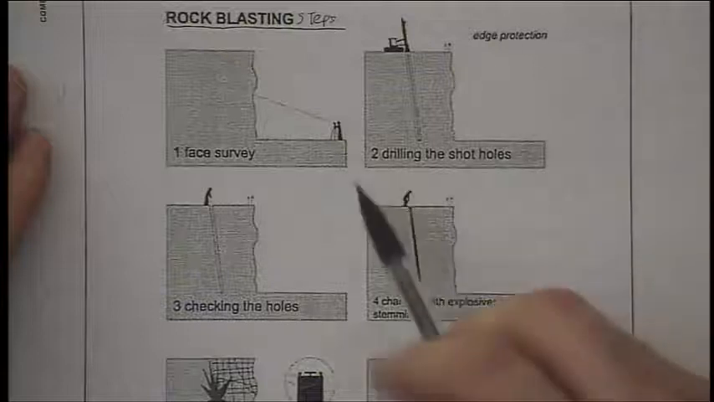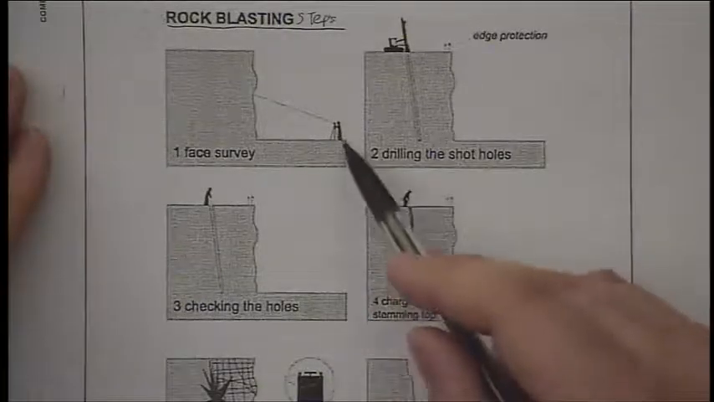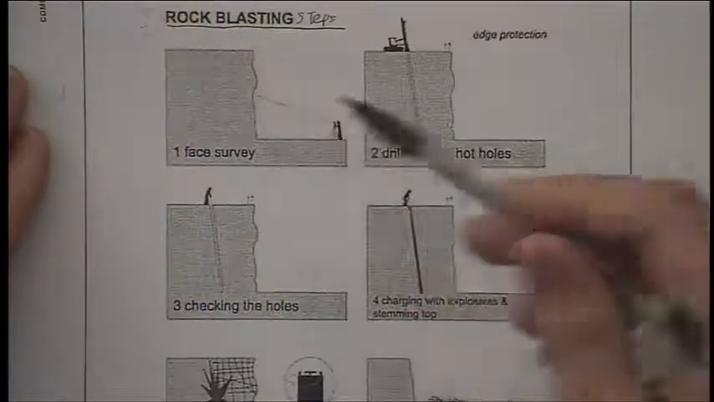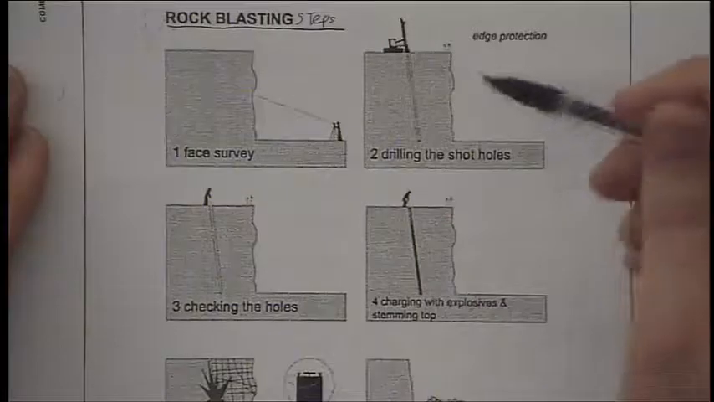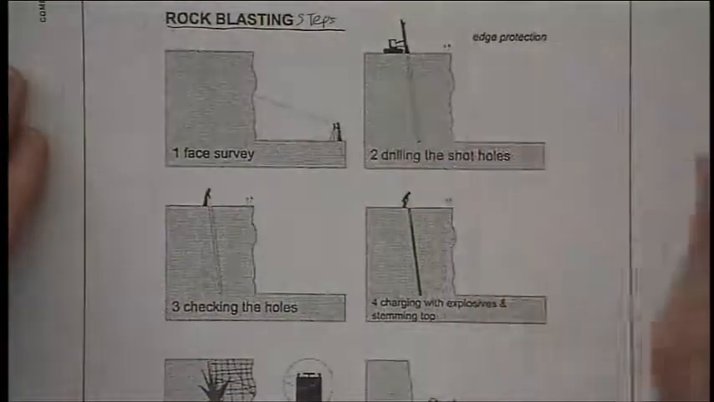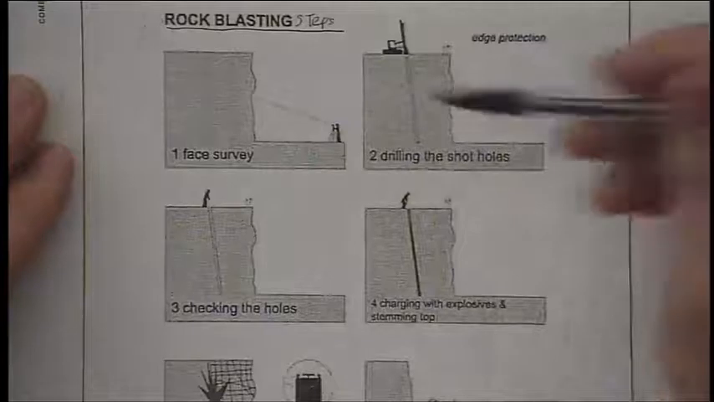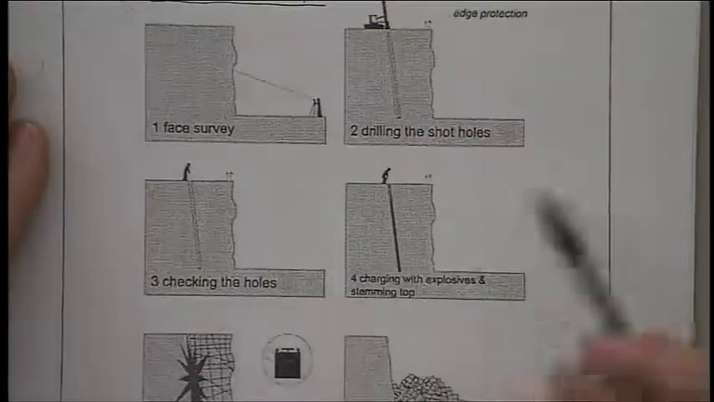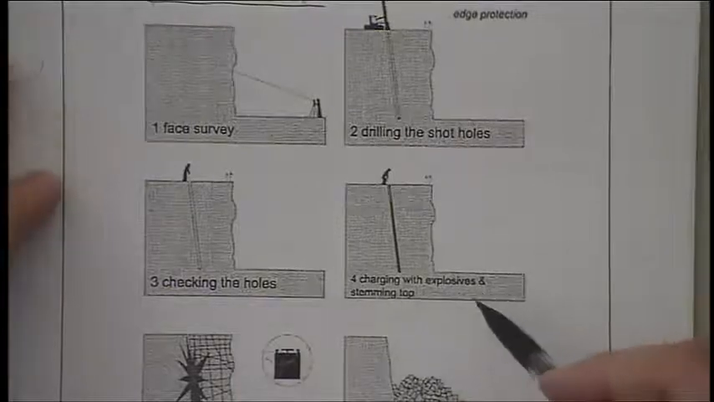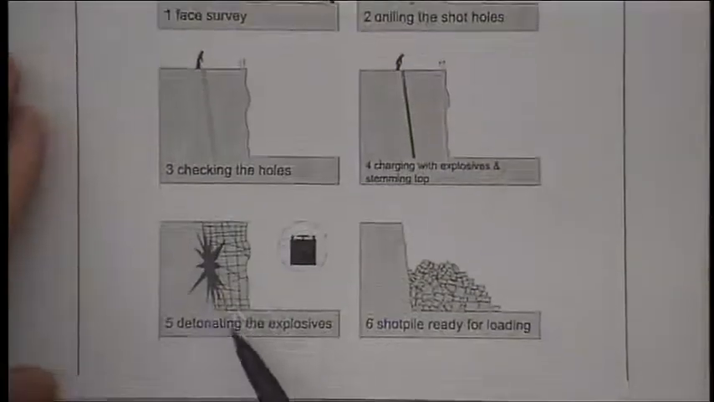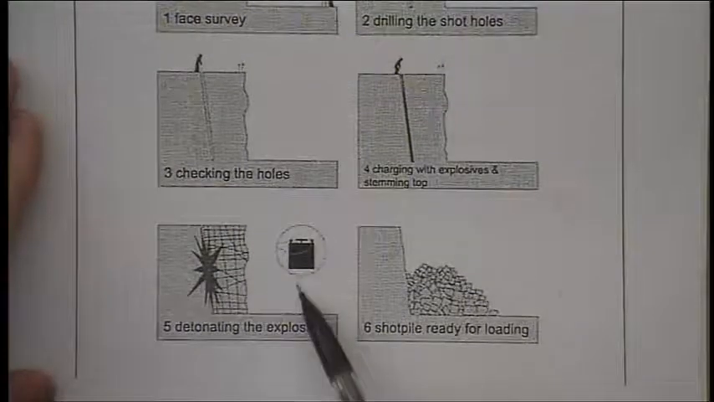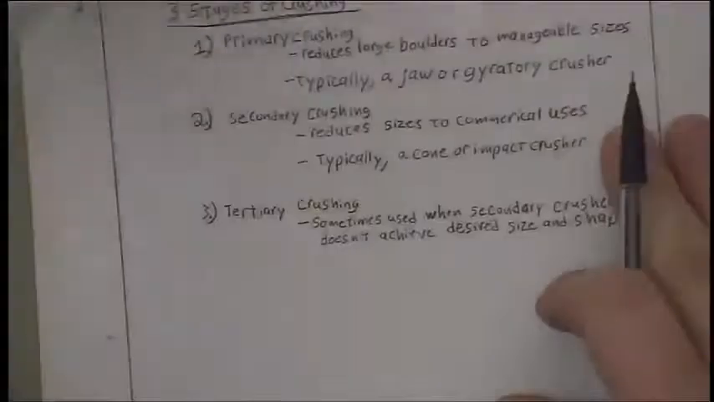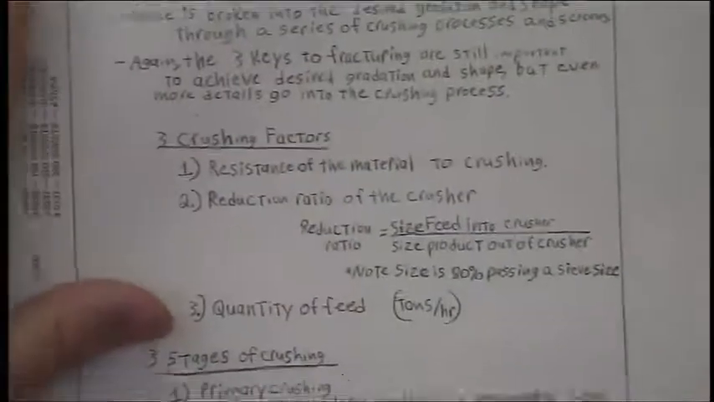blasting. There are just 6 steps here. You survey your rock face to figure out where to put your dynamite, or explosive, excuse me. Then you drill your hole, check the hole, and then charge it with explosive. Then you detonate it, and your whole rock face will fall over, and then it's ready to be loaded onto the truck and crushed. That's just your basic steps.